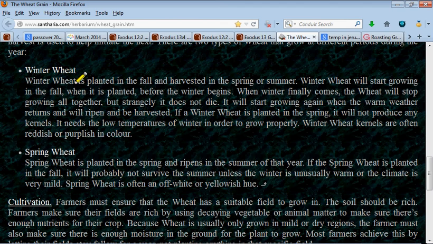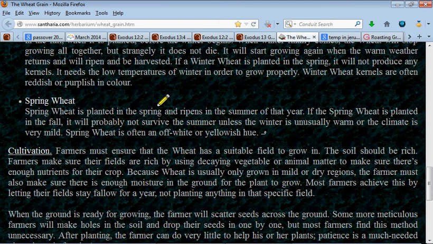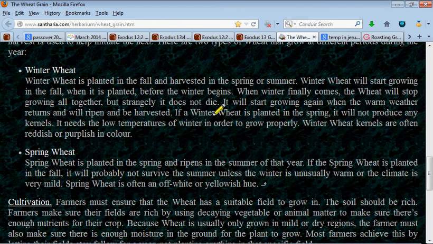Winter wheat will start growing in the fall when it's planted, and before the winter begins, and then it will stop growing altogether, but it doesn't die. Huh. Well, maybe they are talking about the harvest, and I'm using sarcasm. Spring wheat is planted in the spring and ripens in the summer. Okay. So we're talking about definitely 100% winter wheat if we're going with a March or April harvesting date, which we're not talking about, because we're talking about new corn. Okay?